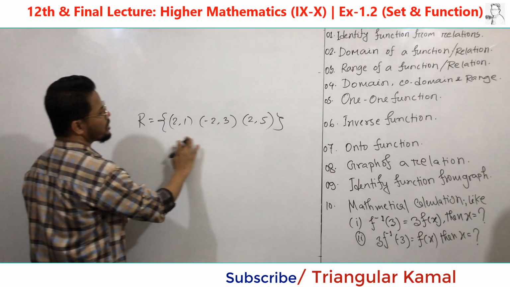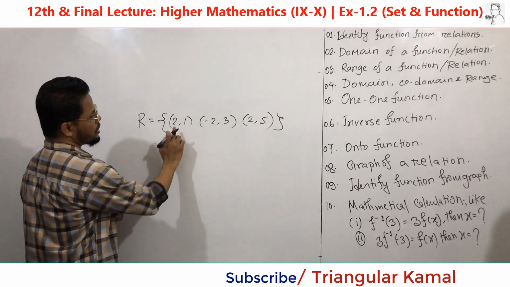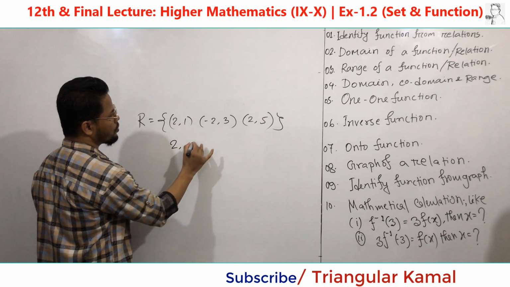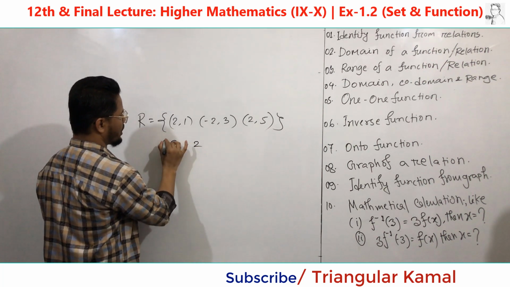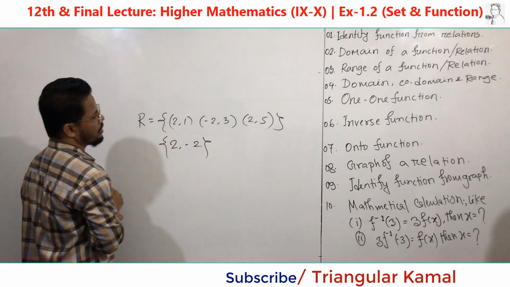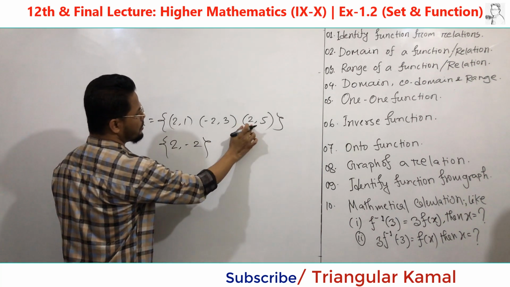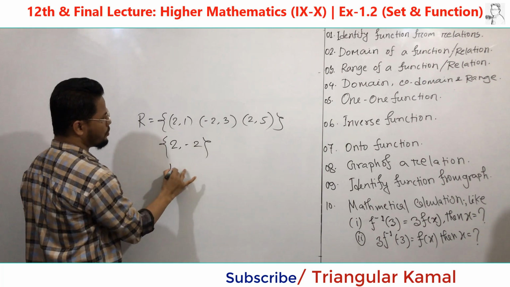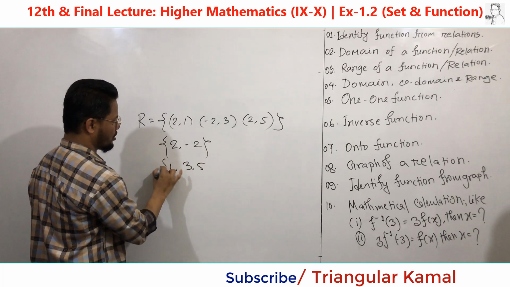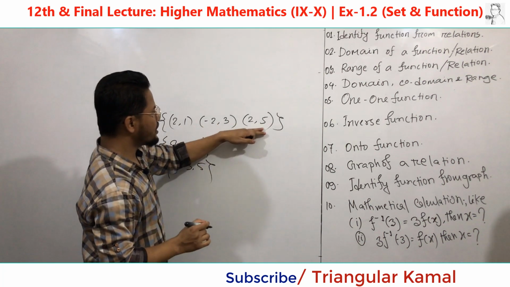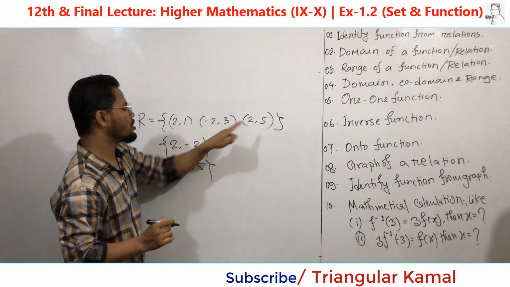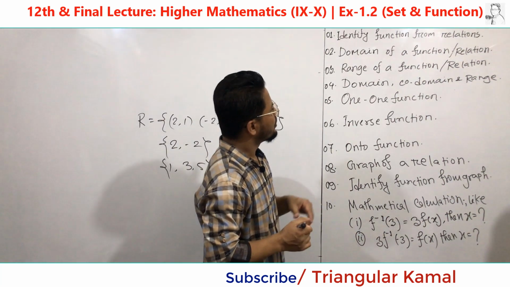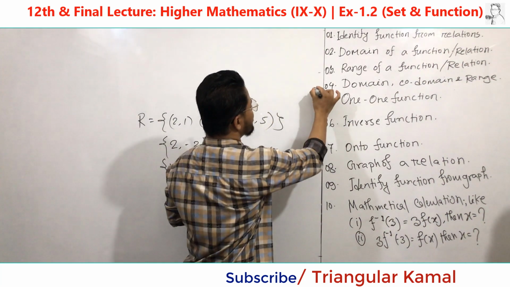So if we think this one is a relation, we see all first elements of the ordered pairs are the domain, like 2 and minus 2, and these are the domain. Because 2 is repeating here, we choose it only 1 time, and the range will be 1, 3, 5. So in a relation, the first elements of the ordered pairs are the domain and the second elements are the range. So this is one of the most important parts.